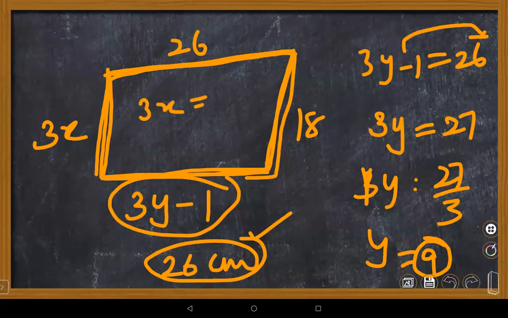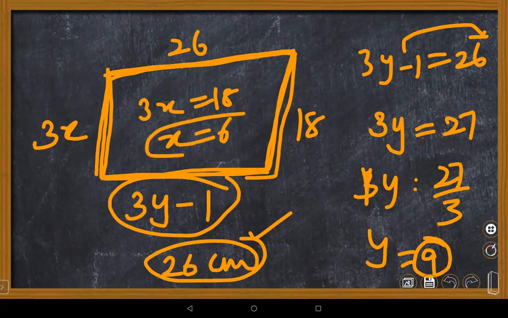Now coming to the x value. To find the value of x, x is equal to 18 by 3. X is equal to 6. Very good. Like that, we can find using the opposite angles or equal sides property. You can use this and solve. Not only this, children, sometimes they are going to test all possible questions.